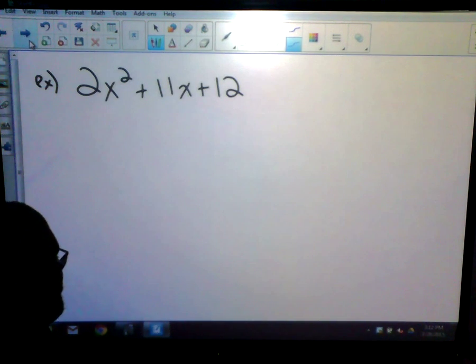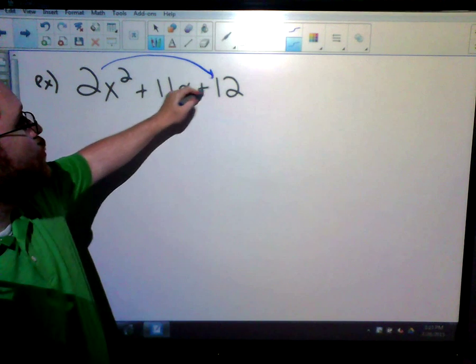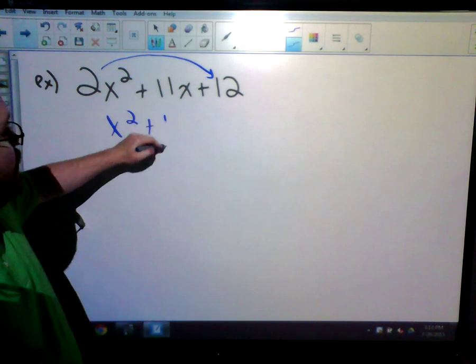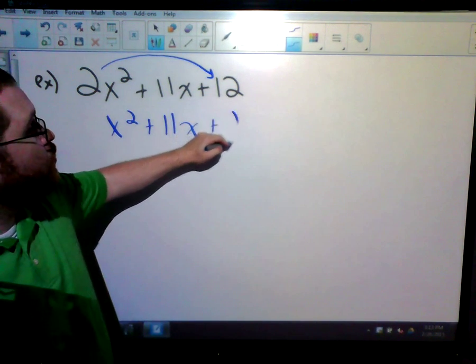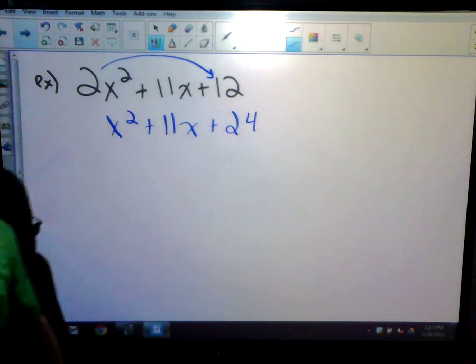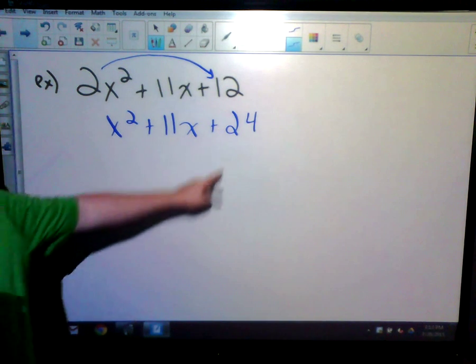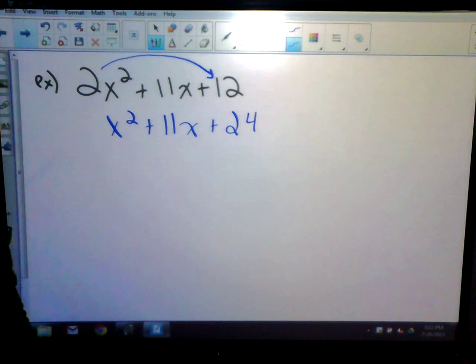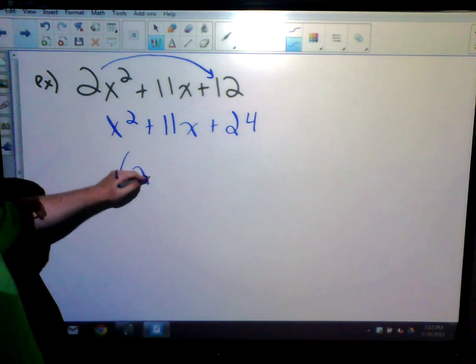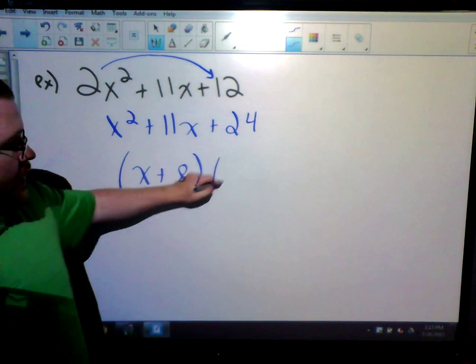No GCF here, so let's slide this over. X squared plus 11x plus 24. Now what 2 numbers multiply to make 24 and add to make 11? 8 and 3.